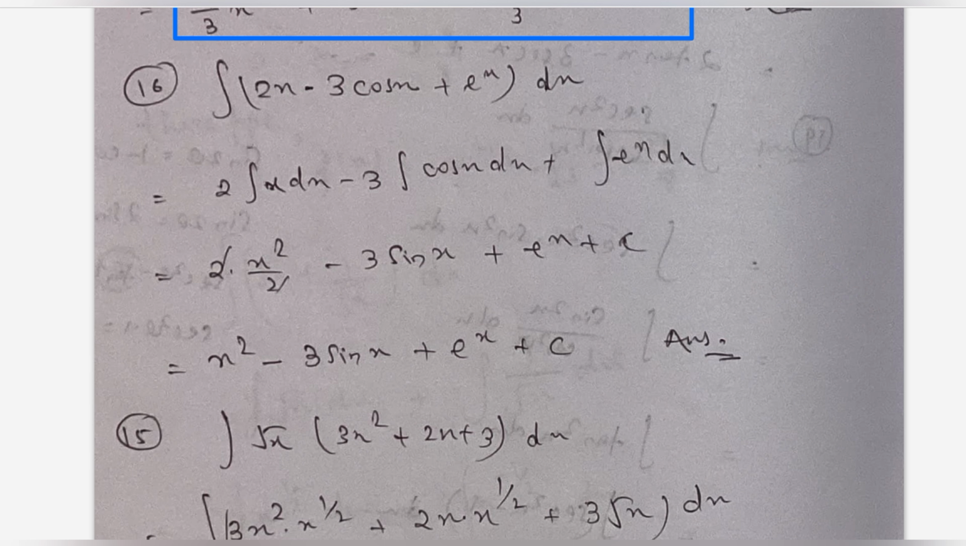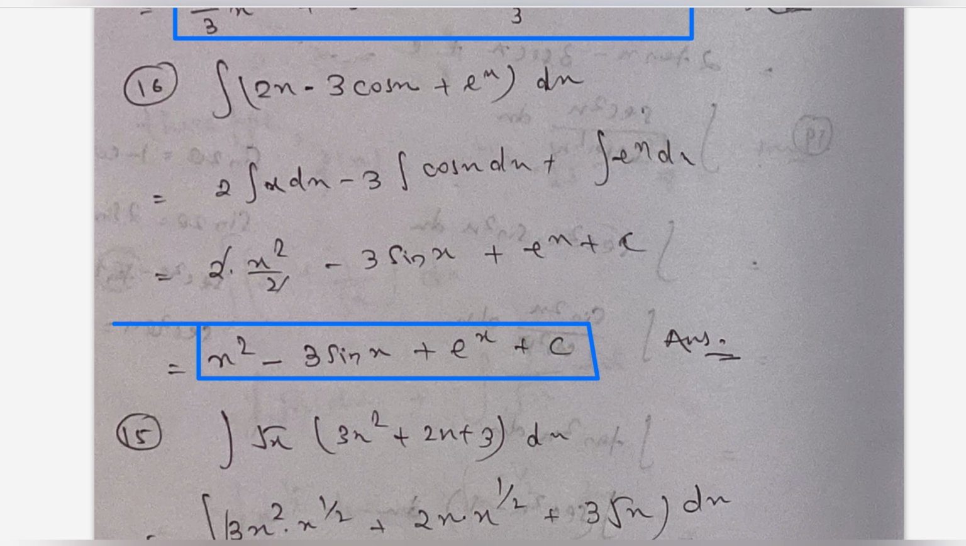So that's why I have written x square by 2 and then minus 3, the integration of cos x is sin x, and then the integration of e to the power x is e to the power x. So here 2 and 2 get cancelled. You have only x square, then minus 3 sin x is same. The integration of e to the power x is e to the power x only, and then plus c. That is the integration, the answer.